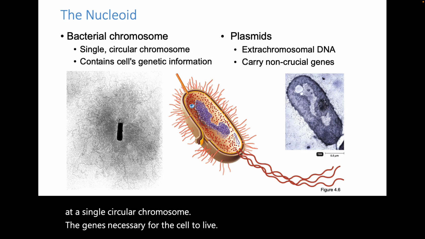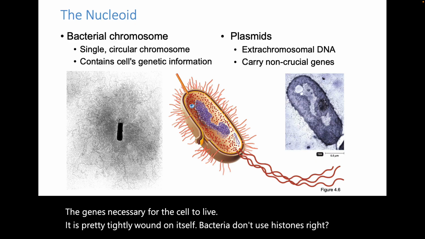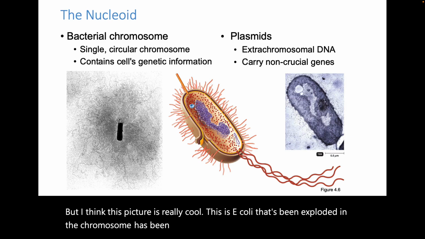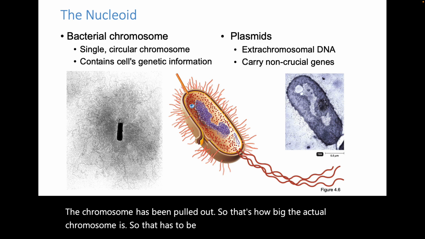It is pretty tightly wound on itself. Bacteria don't use histones like eukaryotes do. But I think this picture is really cool. This is E. coli that's been exploded and the chromosome has been pulled out, so that's how big the actual chromosome is. So that has to be all compacted right inside of the cell.